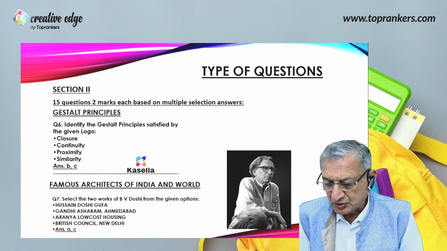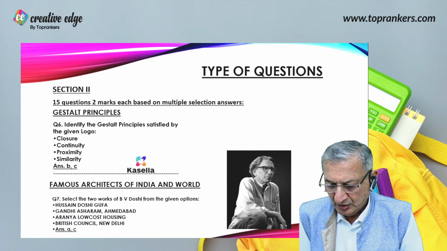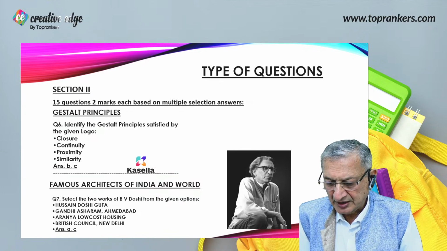Anyway, select the two works of B.V. Joshi from the given options. Hussain Doshi Gufa, Gandhi Ashram Ahmedabad, Aranya Low Cost Housing, British Council New Delhi. Answer A and C: Hussain Doshi Gufa and Aranya Low Cost Housing.